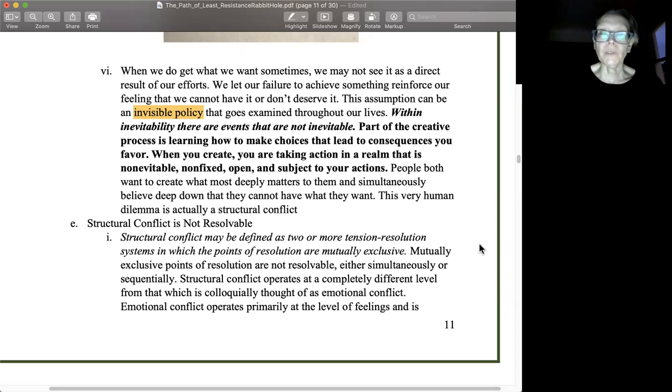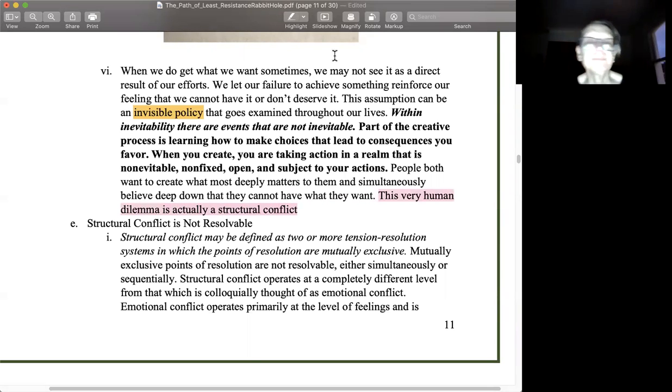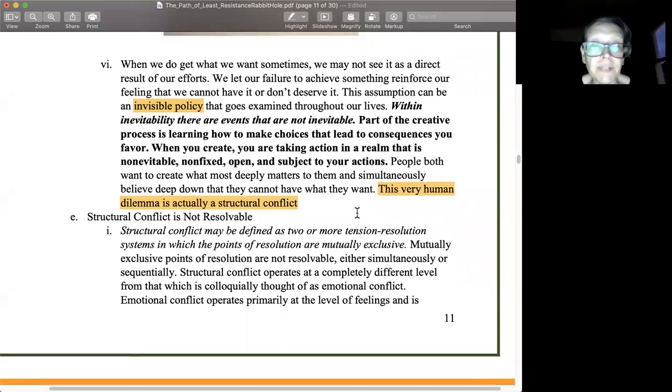People both want to create what most deeply matters to them and simultaneously believe deep down that they cannot have what they want. This very human dilemma is actually a structural conflict. Structural conflict is not resolvable.